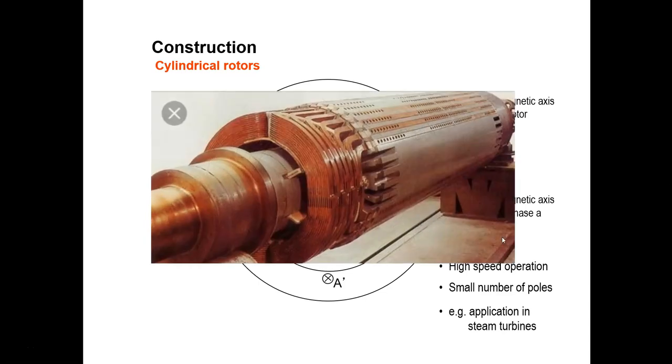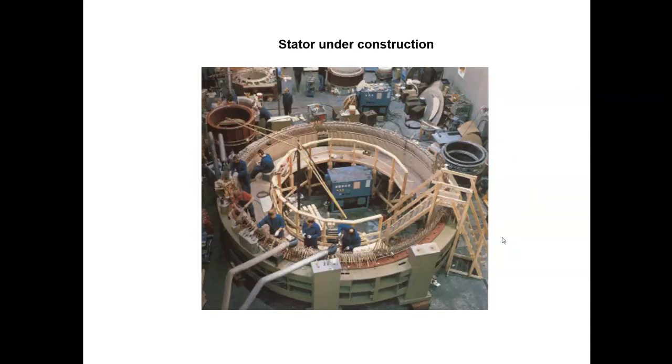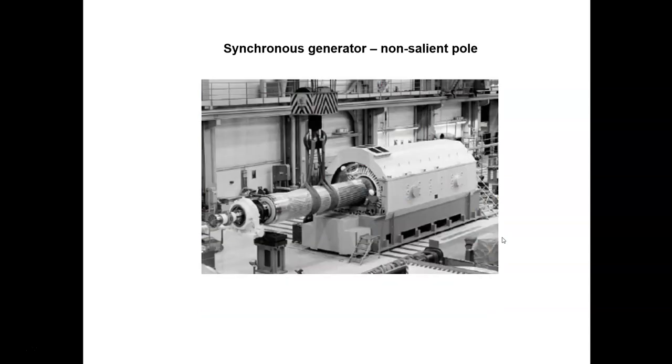This is an example of a picture of the rotor with cylindrical structure. This is another example of a salient rotor. This picture shows the stator which is under construction. You can see the size of the machine, which is quite large. This is another example of a non-salient pole, which is a cylindrical rotor type synchronous machine.